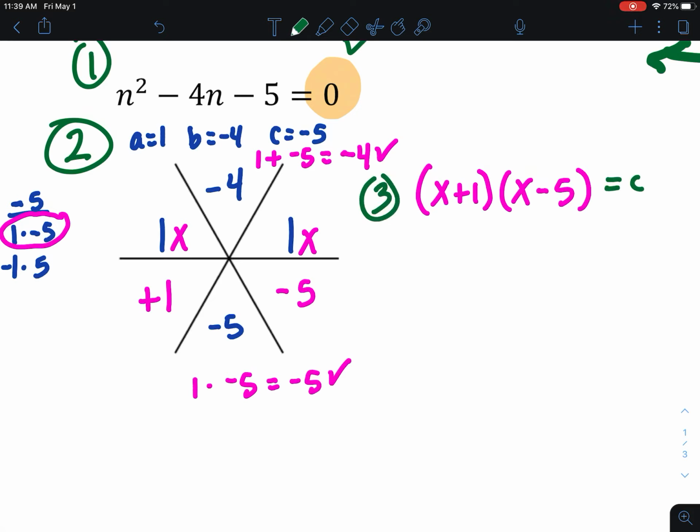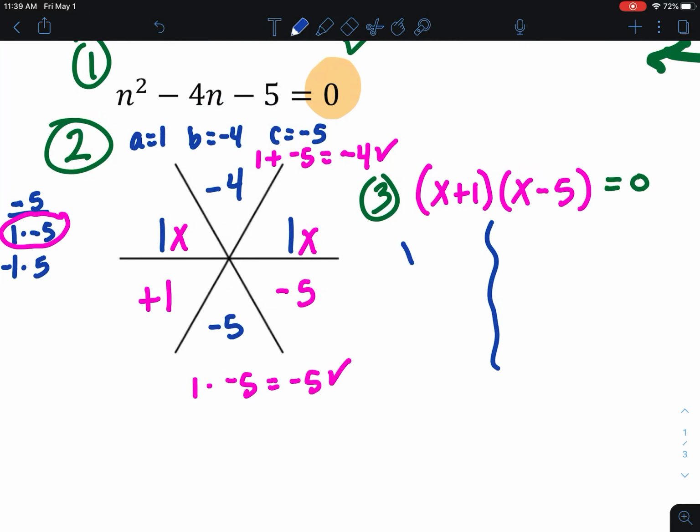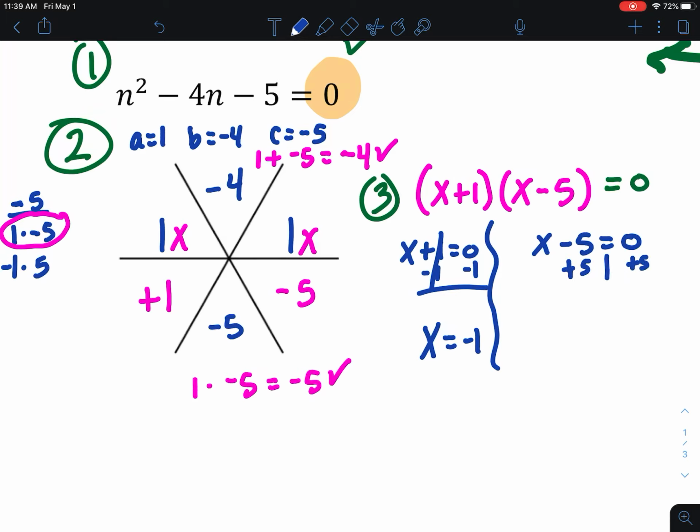Alright, so that was step 2. Step 3, equal each factor to 0. Okay, so I'm going to equal each factor to 0. I like to divide it out. X plus 1 equals 0. X minus 5 equals 0. And solve. Minus 1, minus 1. X equals negative 1. Plus 5, plus 5.